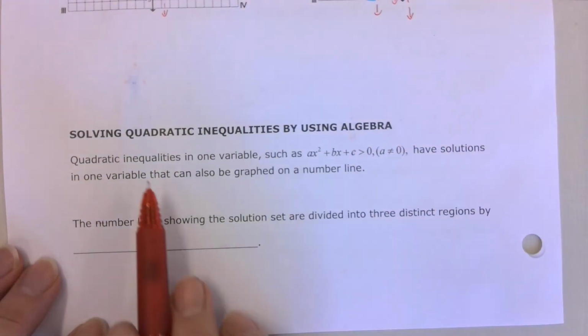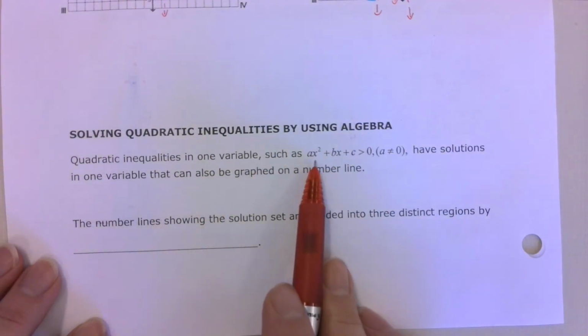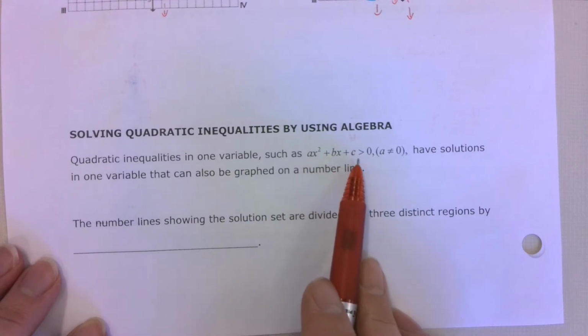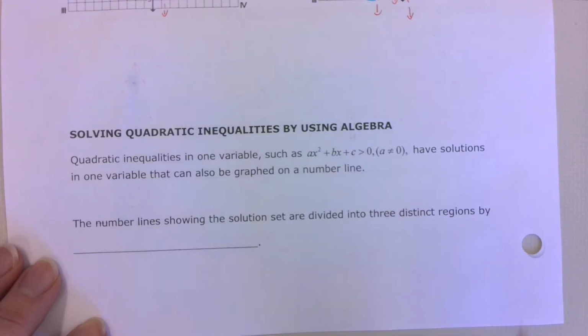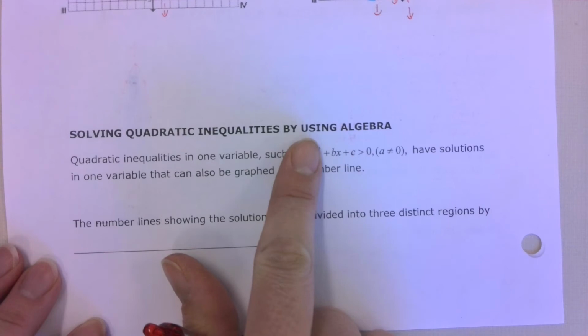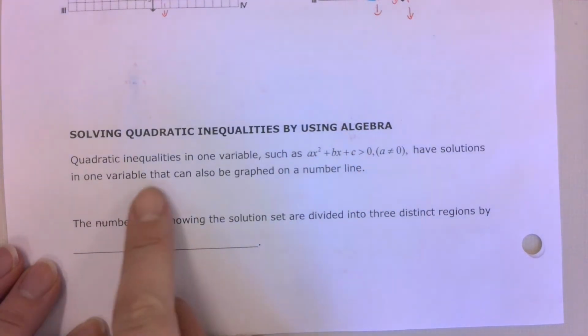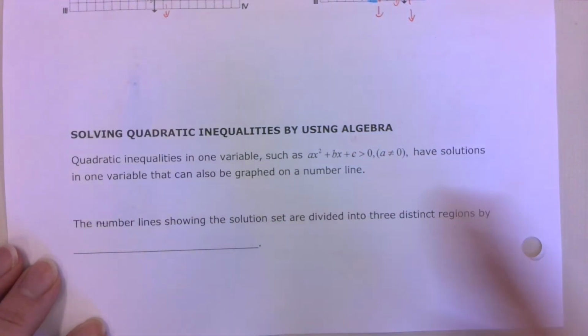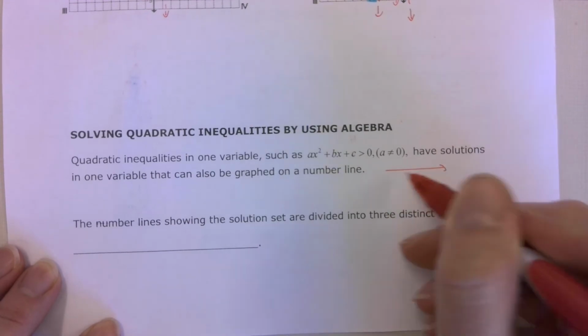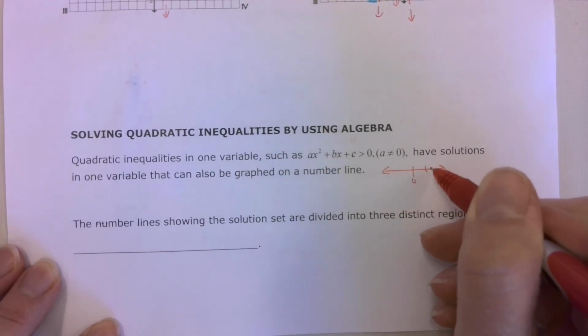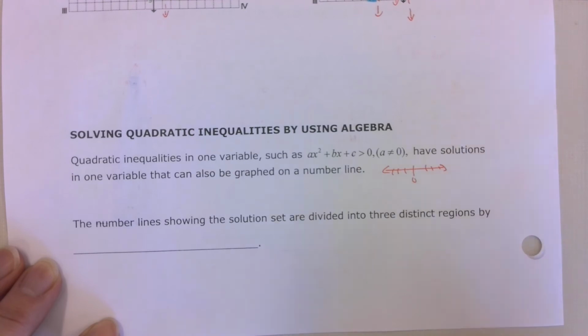All right, so quadratic inequalities in one variable, same thing, ax squared plus bx plus c is greater than 0. A cannot be 0 because if it is, it's no longer a quadratic. They have solutions in one variable that have been graphed on a number line. So we're going back to the number lines like this, the 0, the 1, 2. That's what we're going to use to help us.